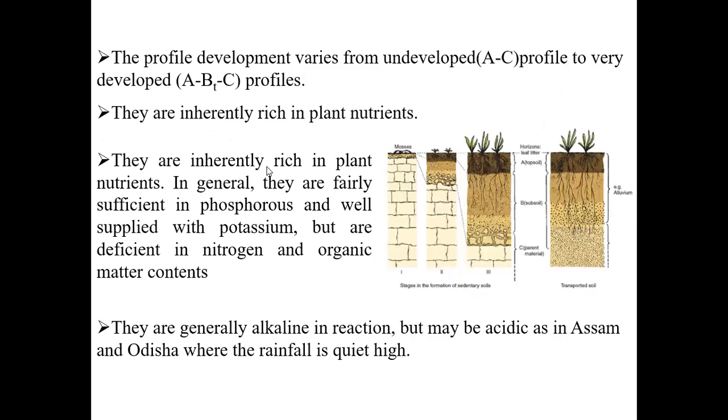So what is the development of profiles, sir? Mostly we can see some underdeveloped profile, mostly A and C profile, or sometimes you can see A and BT. What is BT? BT means you can see some clay deposits in the profile. These soils naturally came from the river deposits, so naturally they are very rich in plant nutrition with a sufficient amount of phosphorus and well supplied potassium. But you can see some deficit in nitrogen and organic matter content.